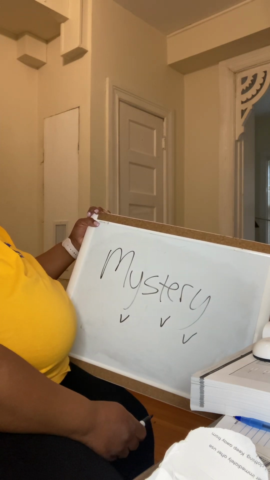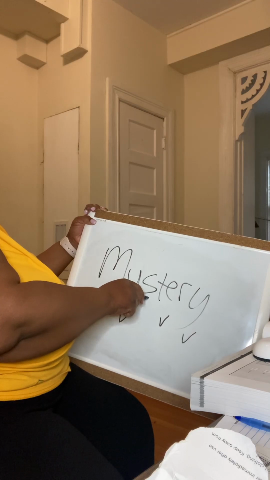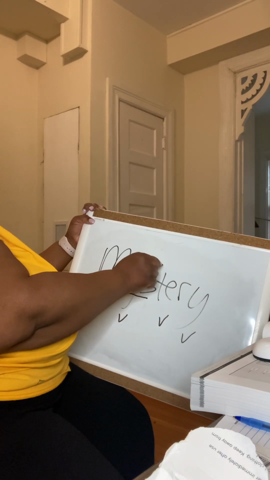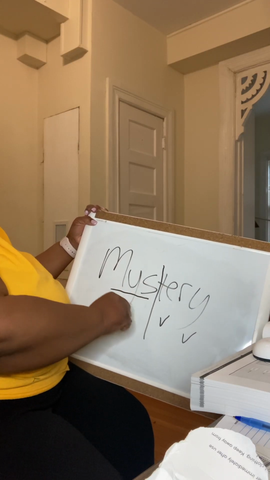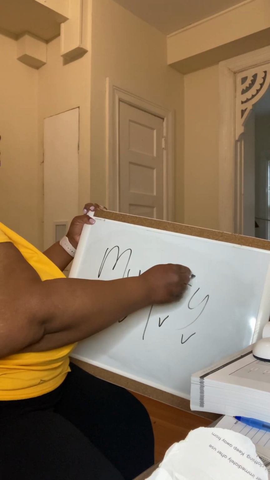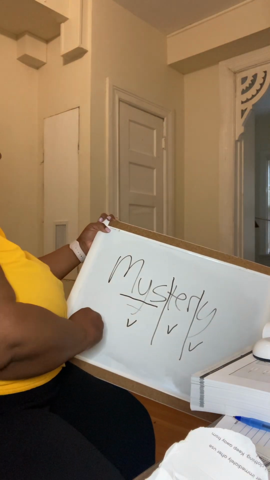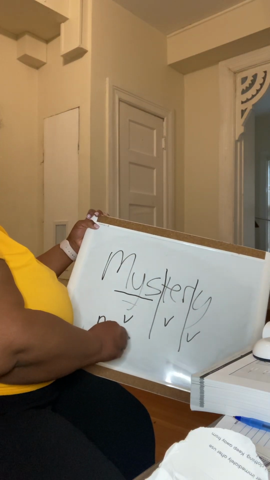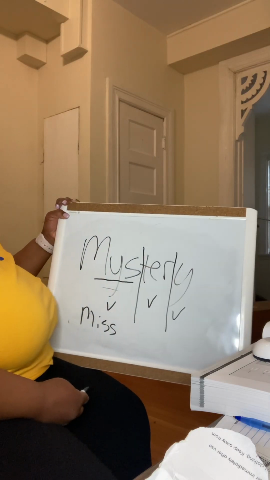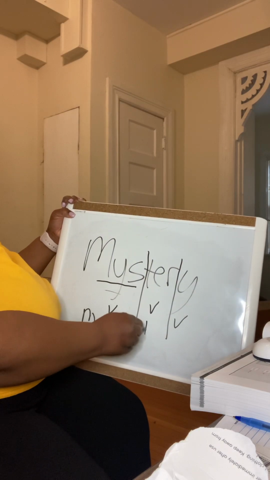All right, so miss. We can go ahead and put a line between S and T, miss. And then ter, because Y by itself could be a vowel. So you got mystery. So miss could also sound like this. Miss. Ter, which sounds like her.